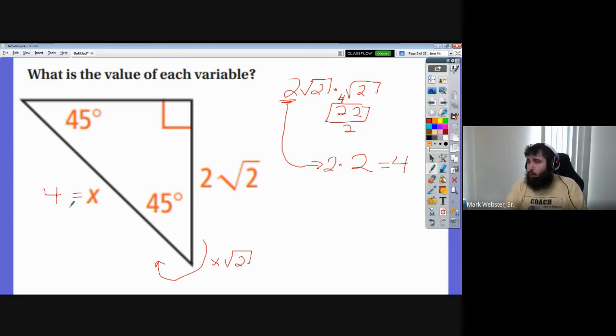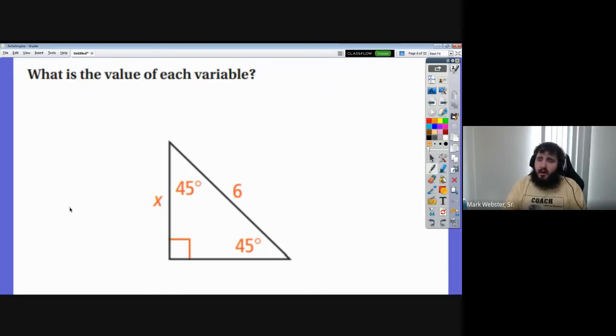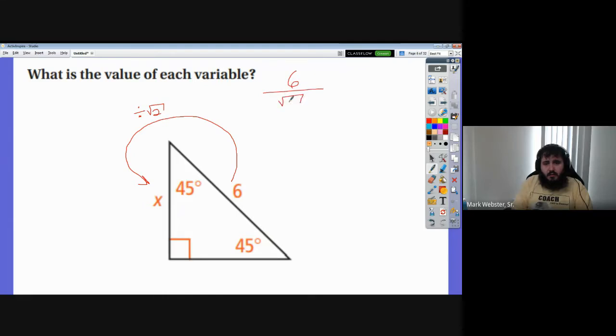So here we've been finding the hypotenuse. Now we're going to go back. We're going to find the leg. So take a look. We've got 6 for the hypotenuse. But what we want to do is find the leg side. So we're going from the hypotenuse to the leg, the big one to the small one. So we're going to divide, right? So what does that look like? How do we take care of this?